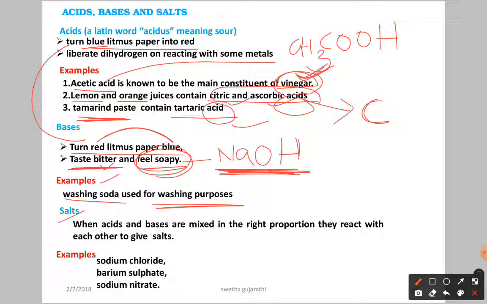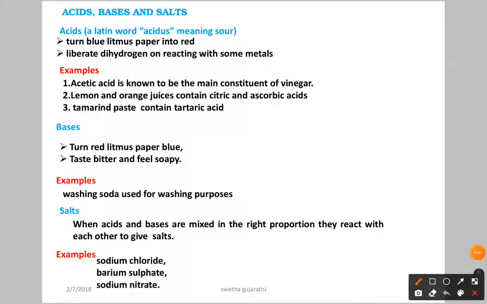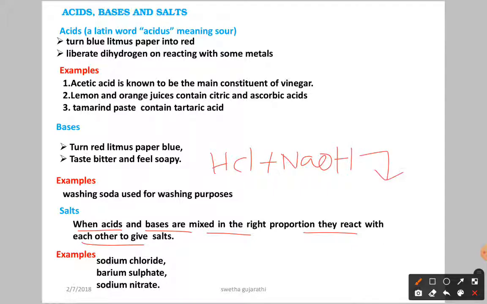Now next we have salts. Salts means: when acids and bases are mixed in the right proportion, they react with each other and give a salt. Best example, as you know very well: HCl, the acid, reacts with the base sodium hydroxide. What are you going to get? The salt sodium chloride, along with water. Examples of salts are sodium chloride, barium sulfide and sodium nitrate. So many we have; these are sample examples.